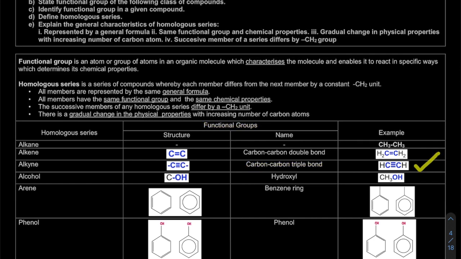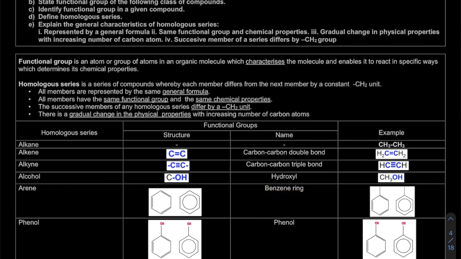And here are the examples. Okay, next homologous series is alcohol. So I believe you're familiar with alcohol. This is ROH, but that is the name of the homologous series. The functional group for alcohol is hydroxyl, where OH must be bonded to your carbon. Okay, next is arene. Arene is where you have your hexagon and you have your alternating double bond. It means that you have double bond, single bond, double bond, single bond, double bond, single bond. Or you could also draw a hexagon and then draw a circle inside of your hexagon. The name of the functional group is benzene ring.